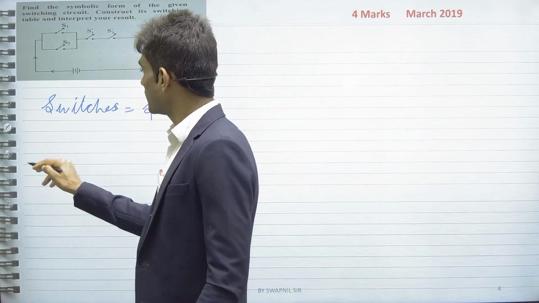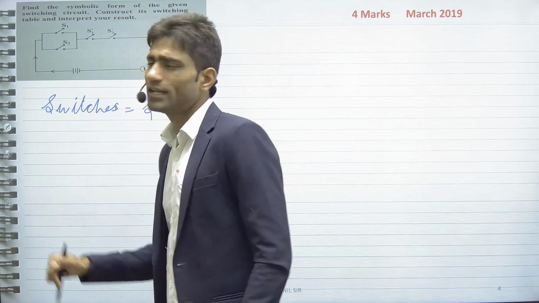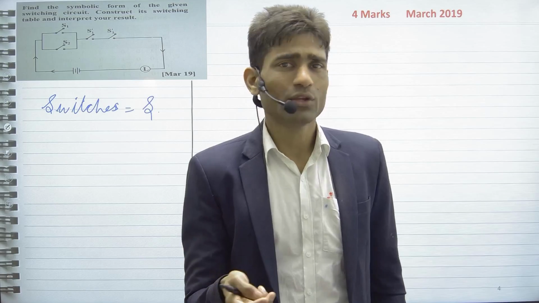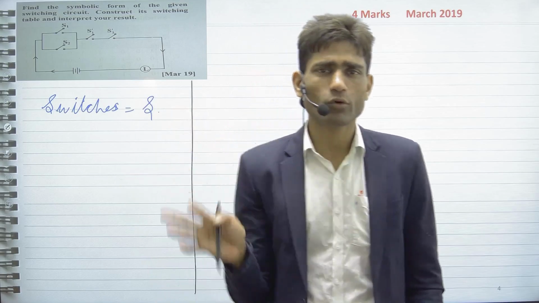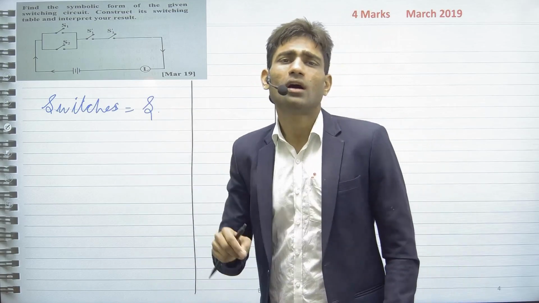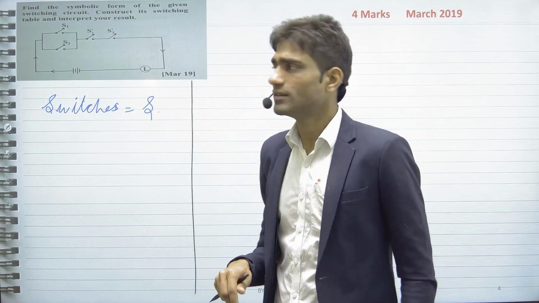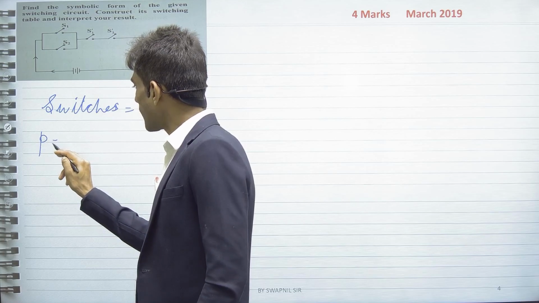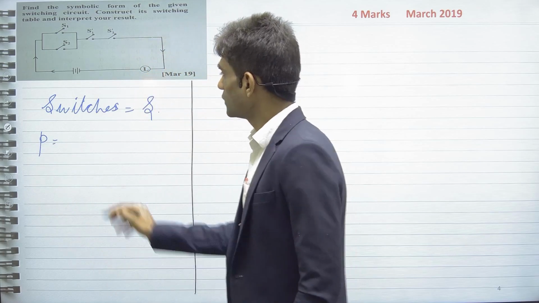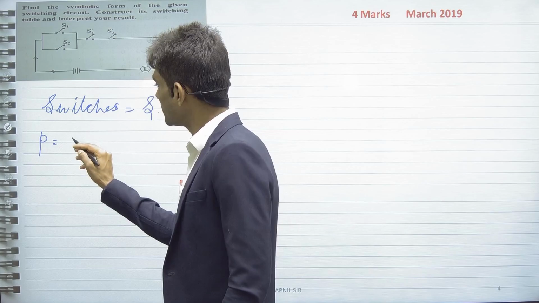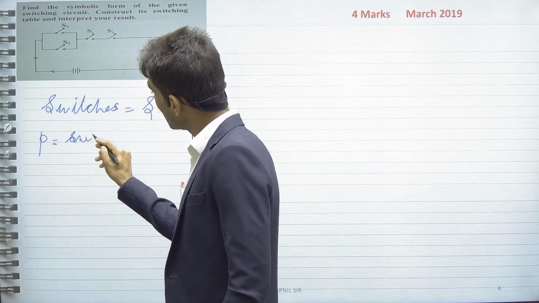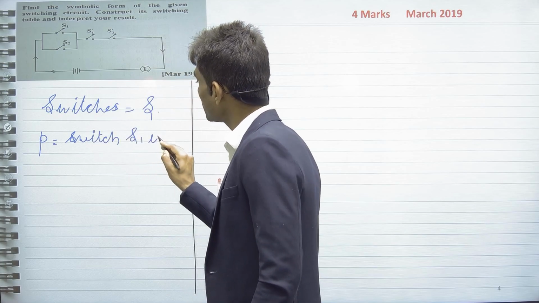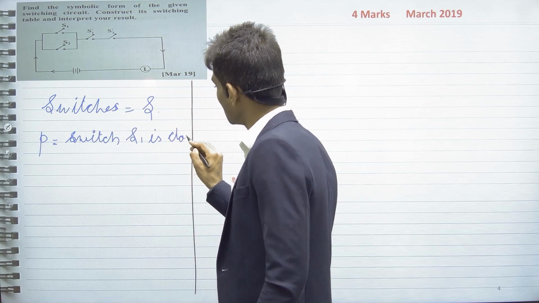Consider it as some different statement. It is not necessary that you consider P, Q, R only. You may go for L, M, N, anything is possible. These are just arbitrary variables. So consider statement P for our switch S1. Statement P represents: switch S1 is closed.